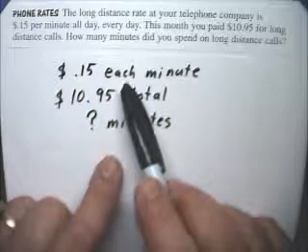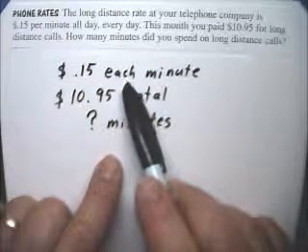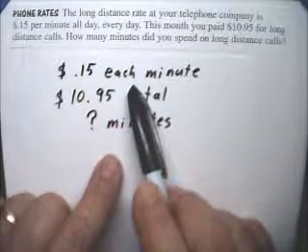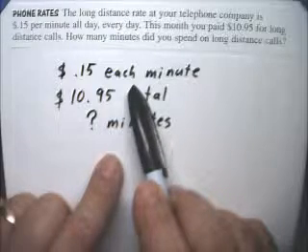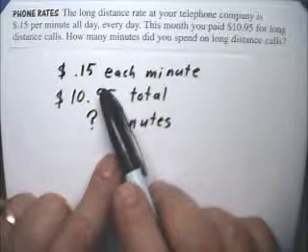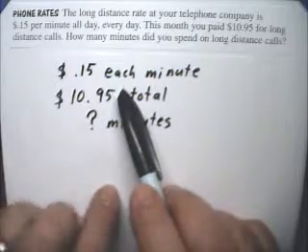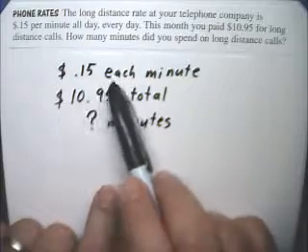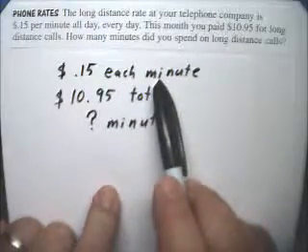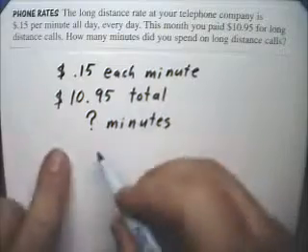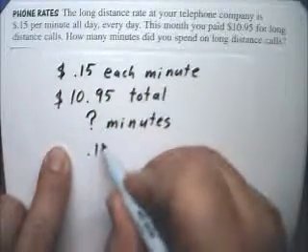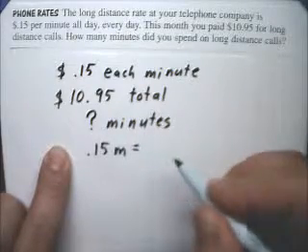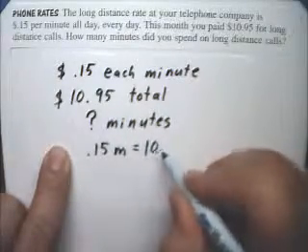They might give us how much money per gallon. That would be the amount of money for each gallon, and we'd multiply times the gallons. Or they'll tell us how many miles per hour. That's how many miles in 1 hour, and we'll multiply times the number of hours. So here it's 15 cents for each minute. That's 15 cents for 1 minute, and we'll multiply times the number of minutes. So that's 0.15 times the number of minutes, and that equals 10.95.